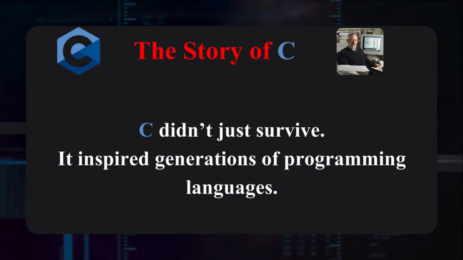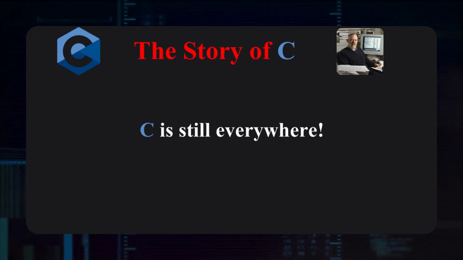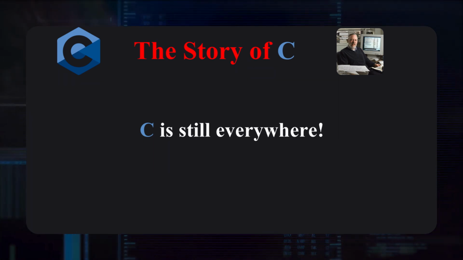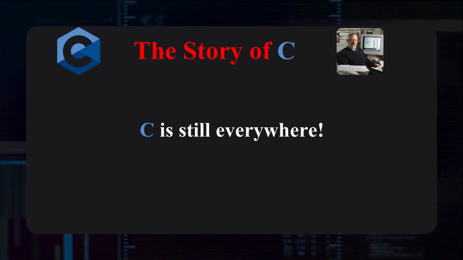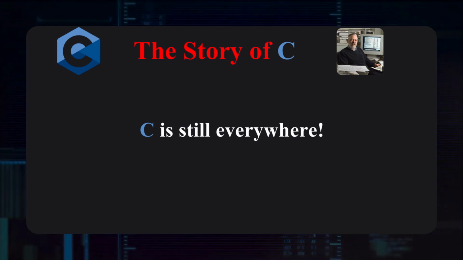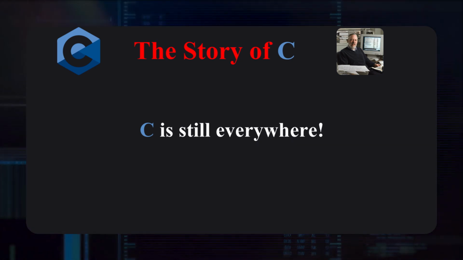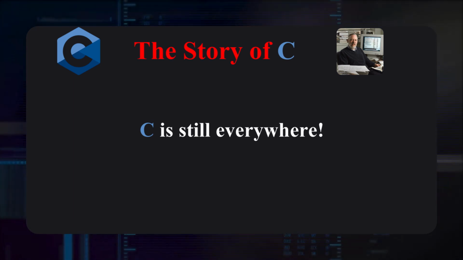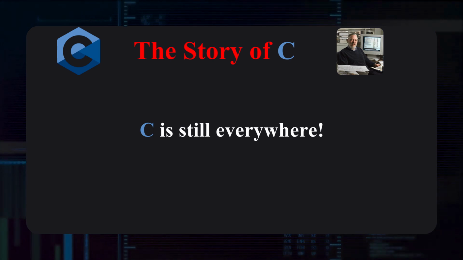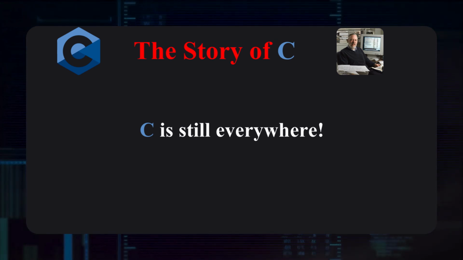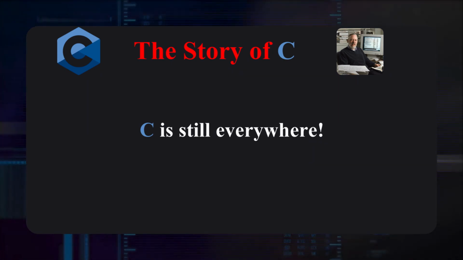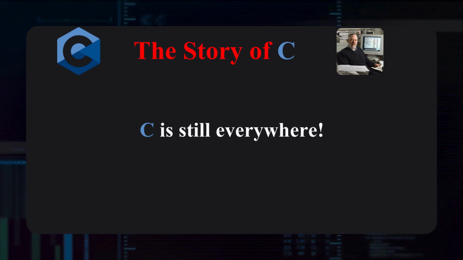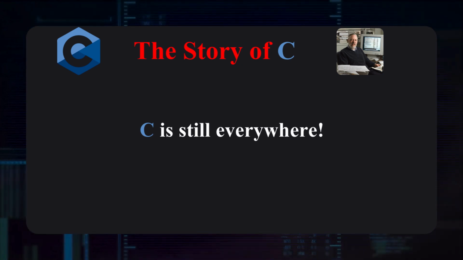You might think C is old, but it's still everywhere. C is used in operating systems like Linux, embedded systems, microcontrollers, game engines, database engines, compilers, and networking software. Even parts of modern systems like Windows and macOS are written in C. C gives programmers direct memory control, high performance, and small runtime overhead. It's very fast, it's very powerful, it's close to the machine.